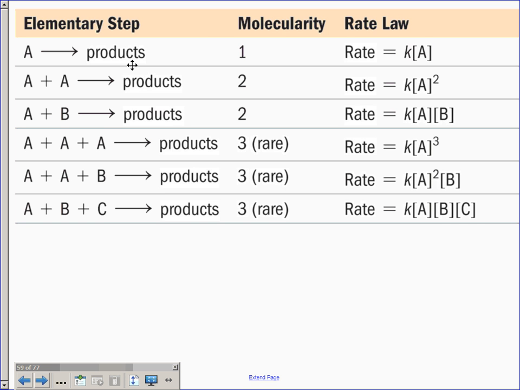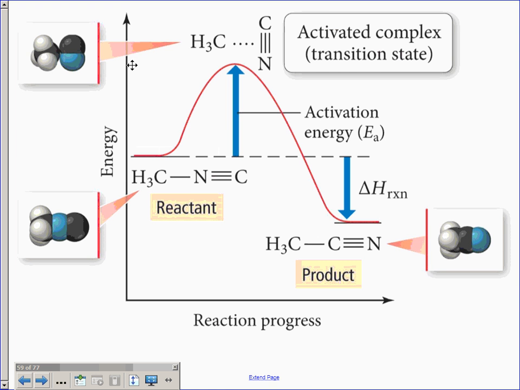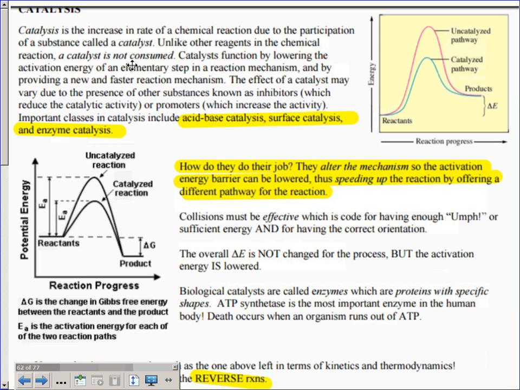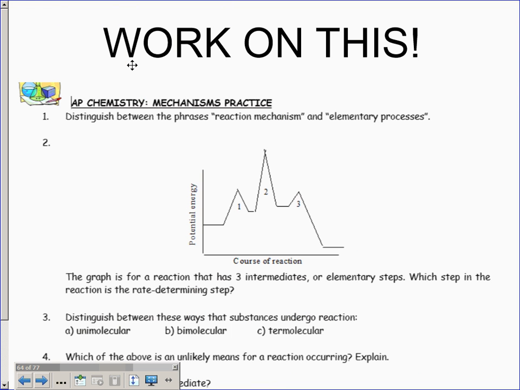You guys have in your packet an example that looks like this. I'm going to do catalyst in a second. You have a sheet that looks like this. It says mechanism practice. So I want you guys to work in groups on that for maybe 15 or so minutes. Work on that first, and then I'll answer some more questions related to mechanisms.